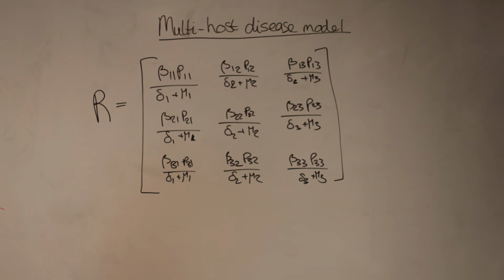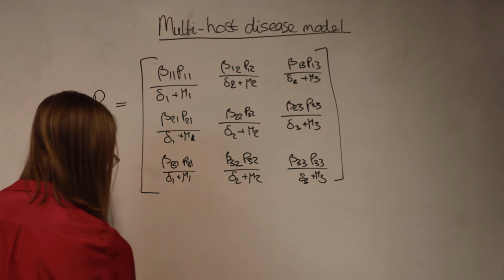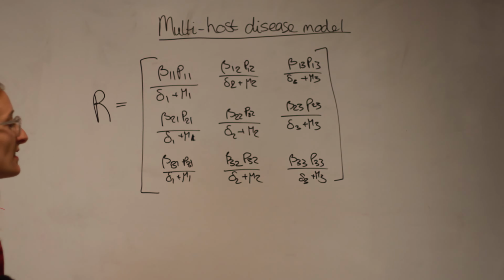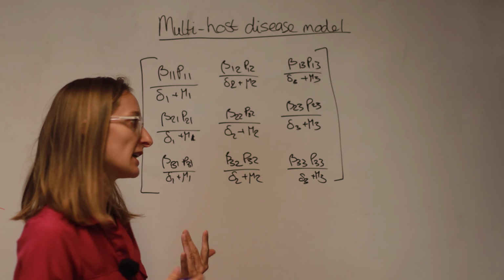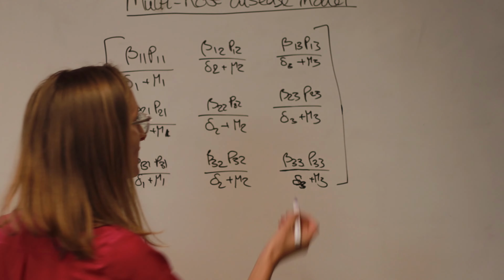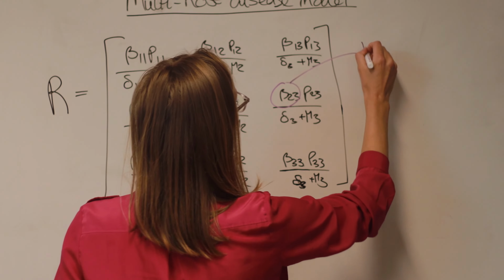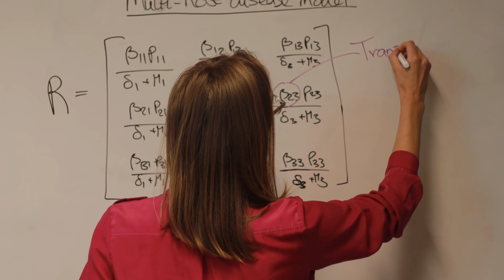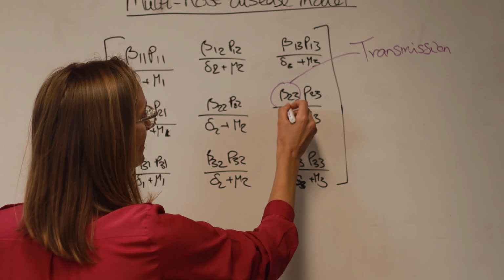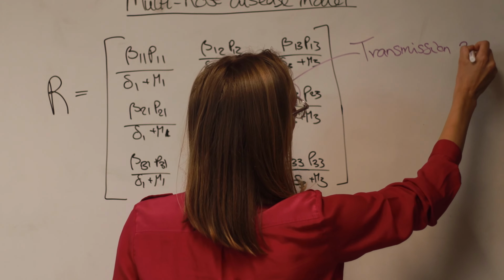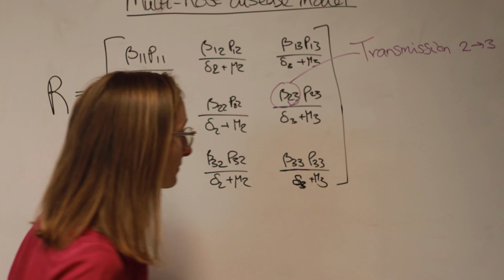That would be our multi-host model. And then the next part is what I'm really interested in: how do we include the way that species are related into the transmission? So the transmission is this parameter beta, which we call the transmission rate. In this case, we're looking at the transmission between species 2 and species 3, so for example, from 2 to 3.